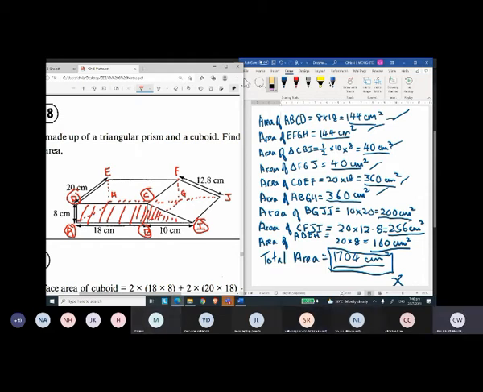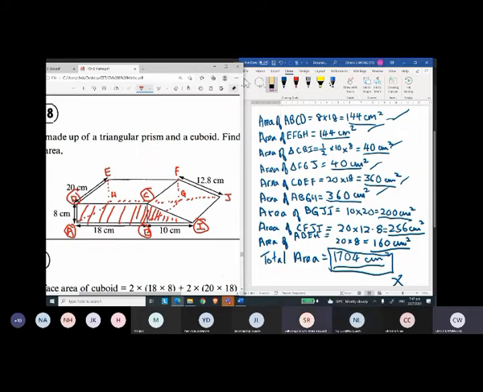Because this 18 plus 10 is 28. No, 10. Okay, half times base 10. Length is... No. You all don't understand what I'm saying.